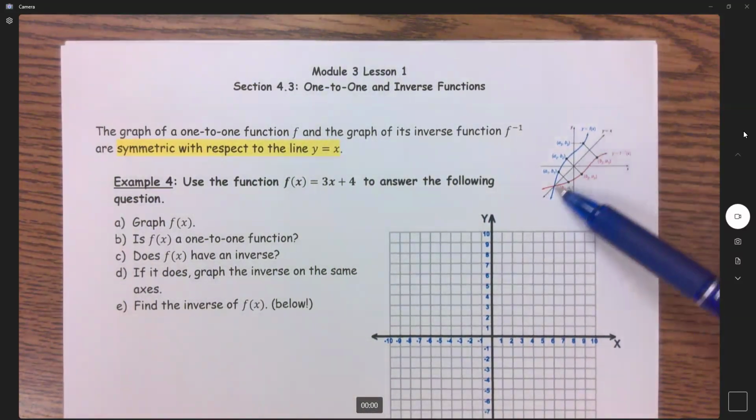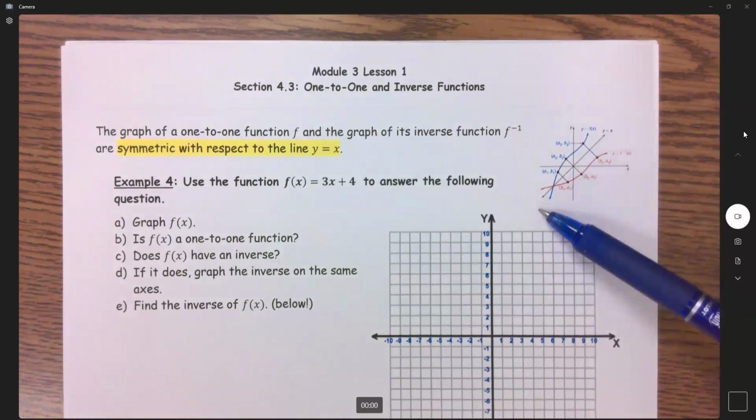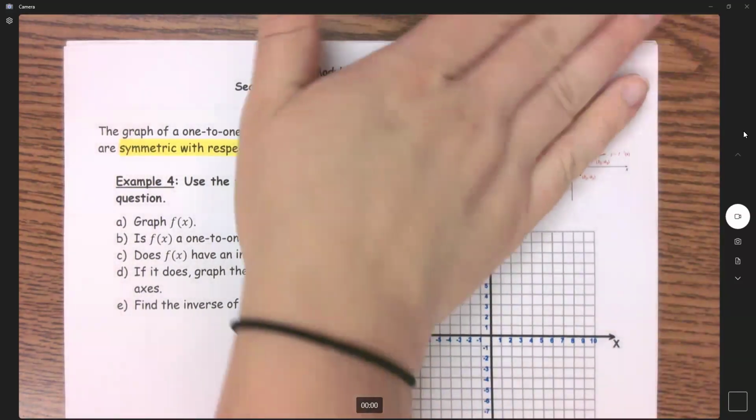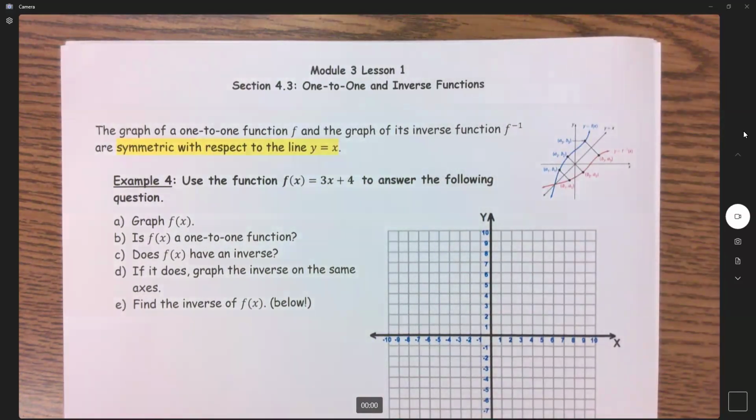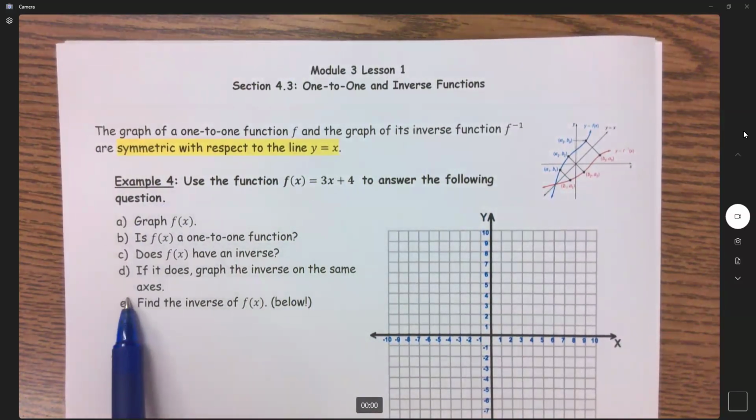And in this graph, that is this black line that's going perfectly diagonally through the origin. And so you can see if you fold your paper over that line here, everything would land on the opposite side of that line of symmetry. Now, examples 4, 5, and 6 all ask these 5 things.